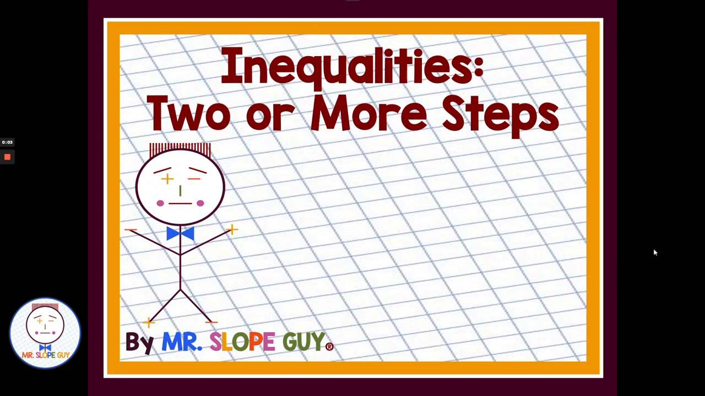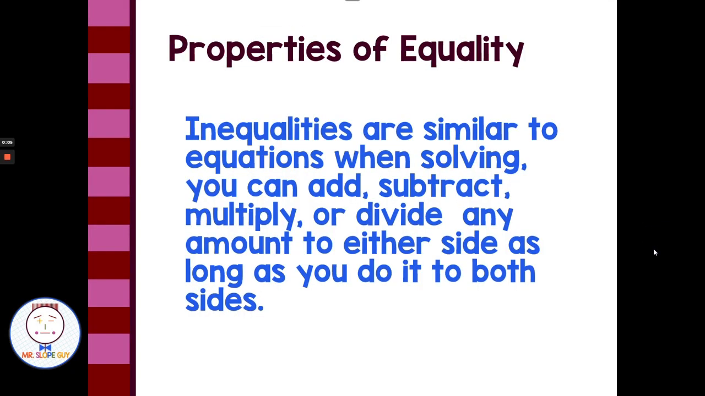Inequalities with two or more steps. So we have properties of equality, and inequalities are similar to equations in solving. You can add, subtract, multiply, or divide any amount to either side as long as you do it to both sides of the equation or inequality.